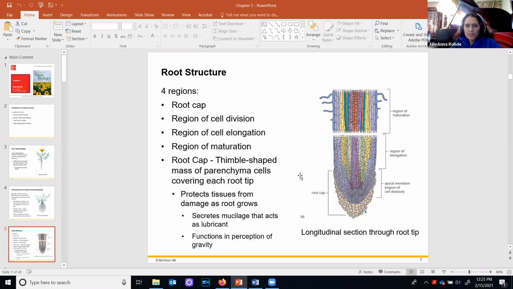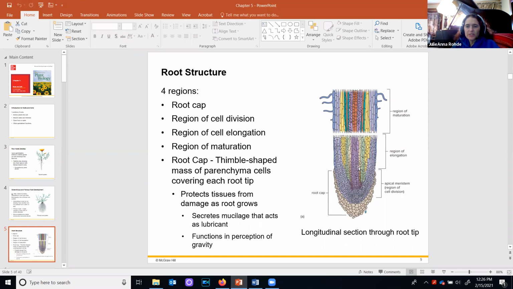The next region is a region of cell division. And this is the apical meristem area right here. So these cells are rapidly dividing, growing, elongating. And see how tiny they look down here? Okay, very tiny and compact. It's because they're new cells. They've just divided, and they're going to grow bigger. But this is where all the cell division and growth is happening.